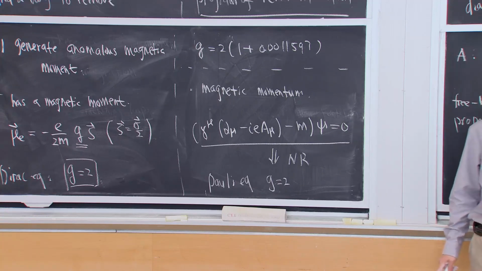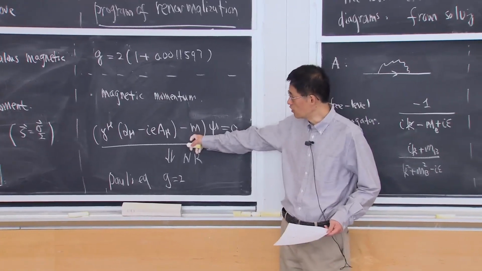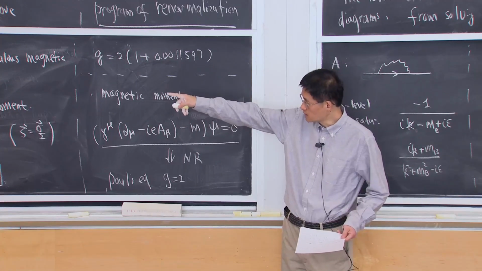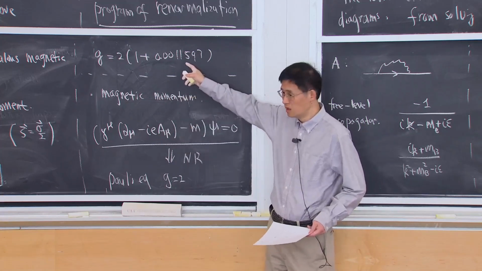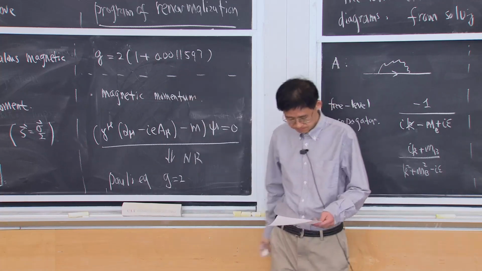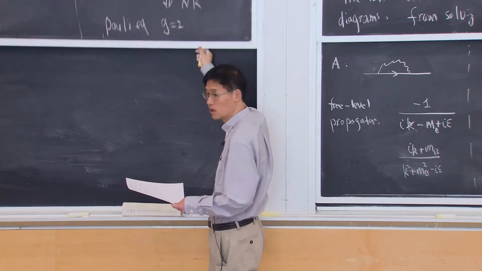Do you have any questions? So this is just the Dirac equation itself. But now if you include the vertex corrections, that will generate this additional term. Okay, so now let's look at the non-relativistic limit.